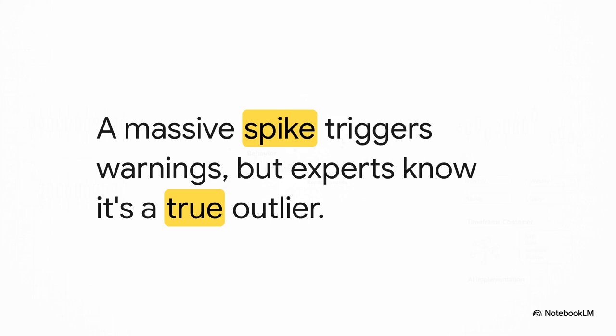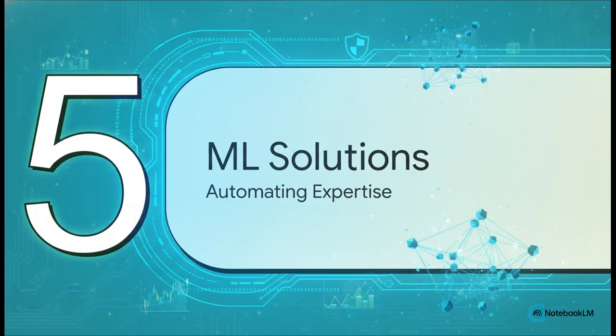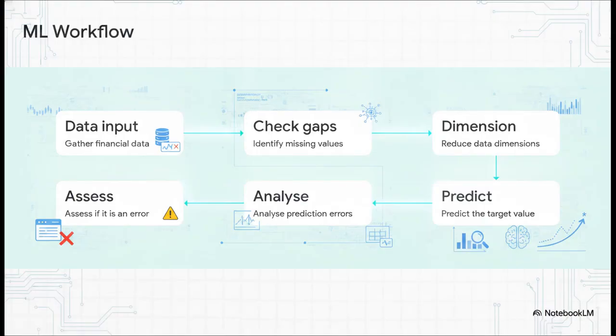But here's the catch. You can't have human experts manually validating millions of data points every single day. The whole system would just grind to a halt. Which brings us to Section 5, ML Solutions. How do we automate that expert human intuition? The Bank for International Settlements proposed a highly automated 6-step workflow to solve this.